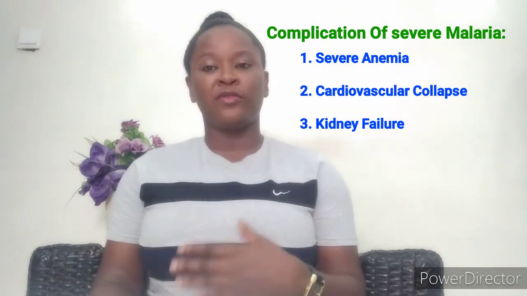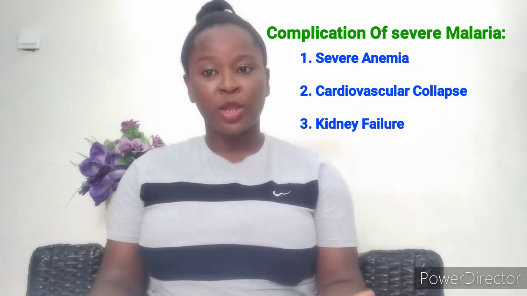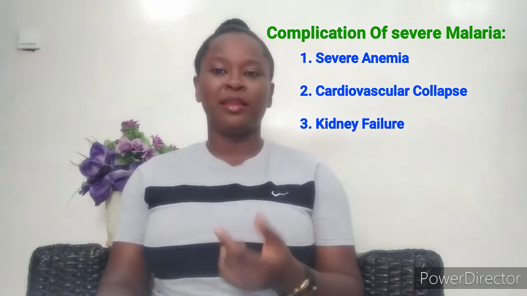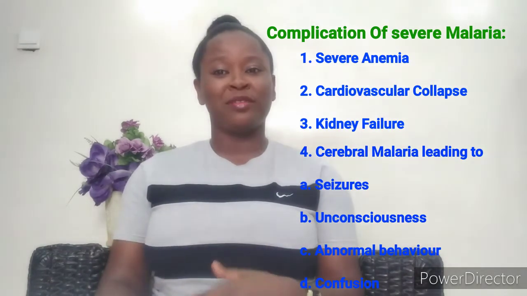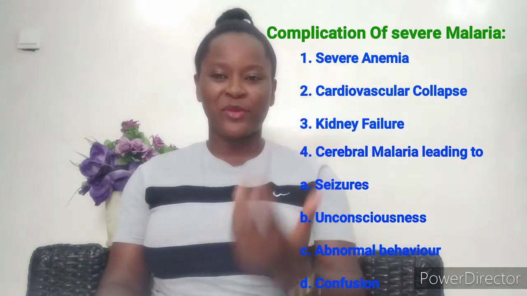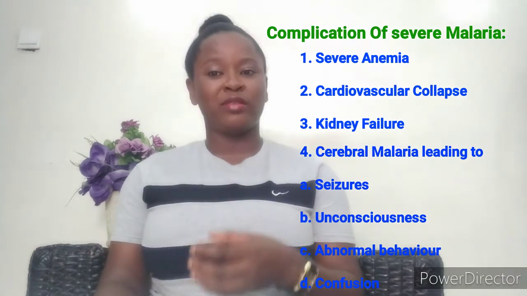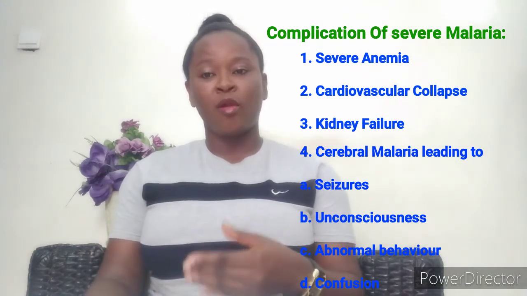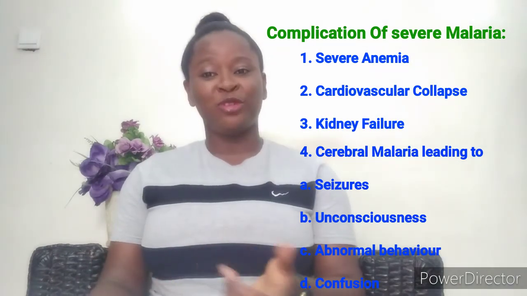Number two, you have cardiovascular collapse. That's circulatory failure. Number three, it can lead to kidney failure. Number four, it can enter the brain, which we call cerebral malaria. When it has entered the brain, and you have cerebral malaria, it will lead you to start having seizures, unconsciousness, abnormal behavior, or confusion.